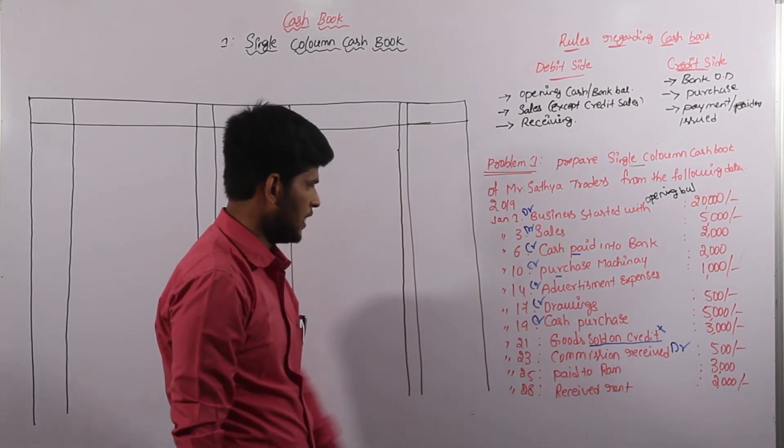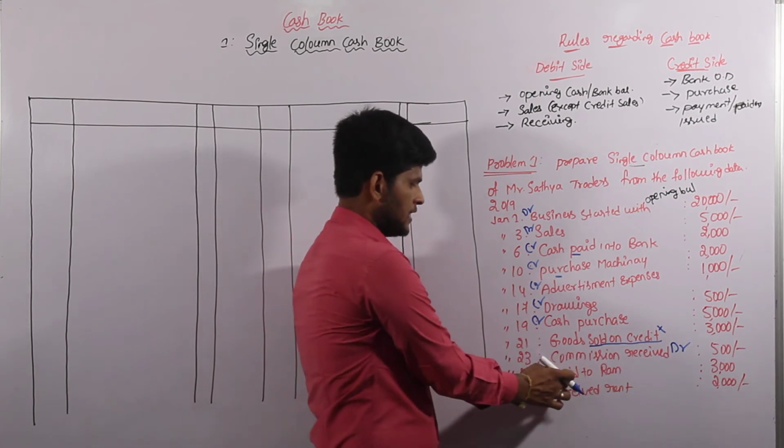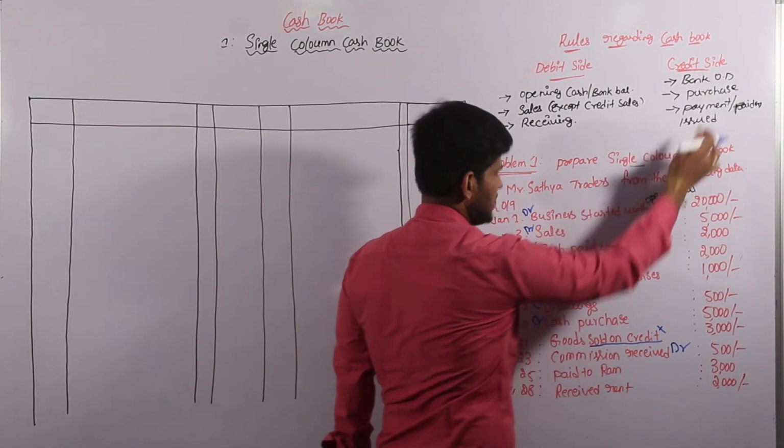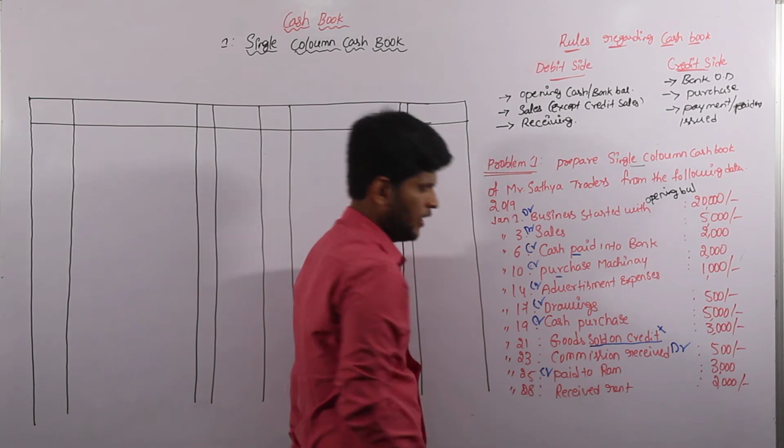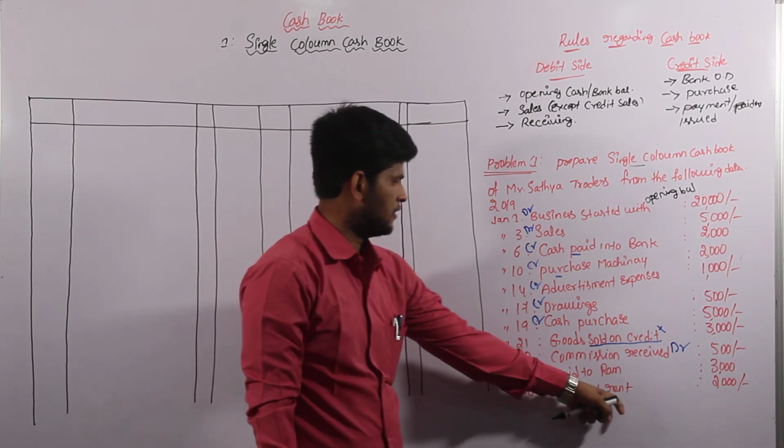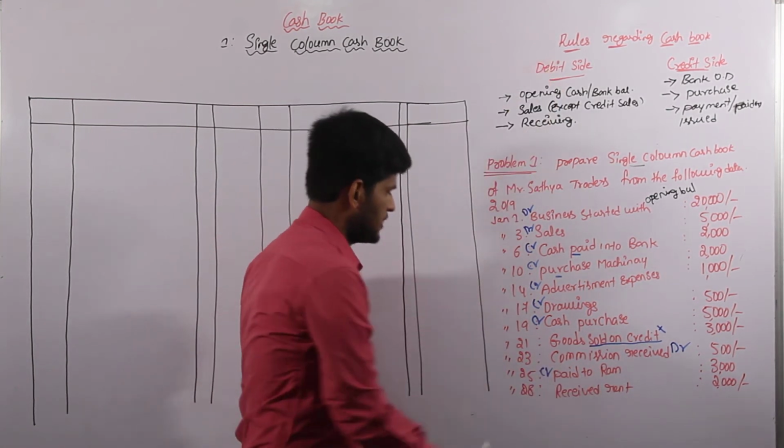And come to the next one, paid to Ram. So it is nothing but payment. Payment is there on the credit side. And come to the last one, received rent. Received is there on the debit side.